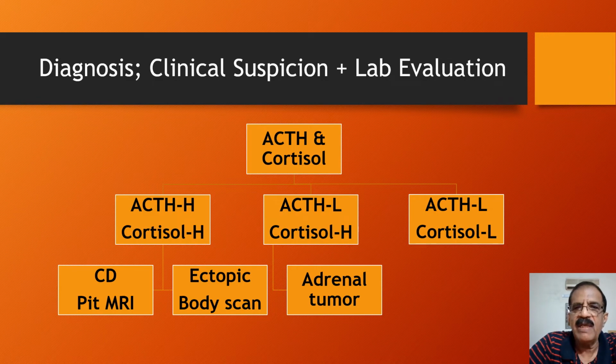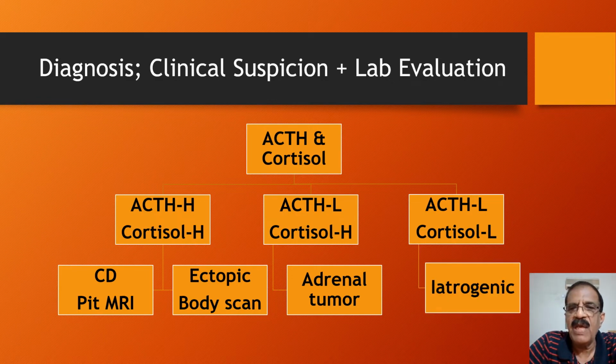And the third possibility is, in a patient with clinical suspicion of Cushing syndrome, ACTH is low and cortisol is also low. Now, this is in fact the commonest situation. What do you think? How come you have Cushing syndrome when both are low, when cortisol is low? Because cortisol is not the only corticosteroid we have.